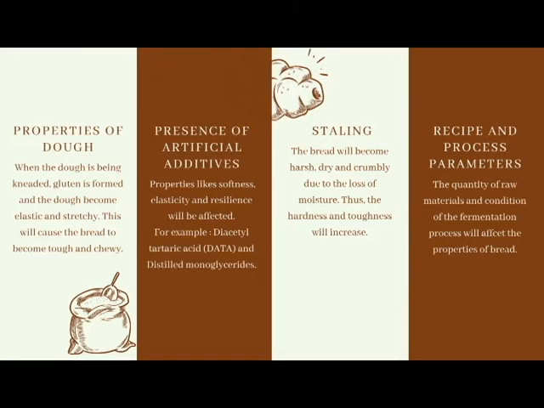Second, the presence of artificial additives. Properties like softness, elasticity, and resilience will be affected. For example, diacetyl tartaric acid and distilled monoglycerides. Third, staling. The bread will become harsh, dry, and crumbly due to the loss of moisture. Thus, the hardness and toughness will increase.